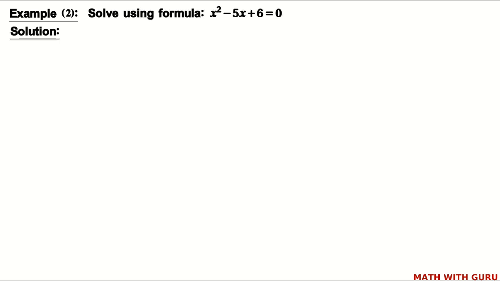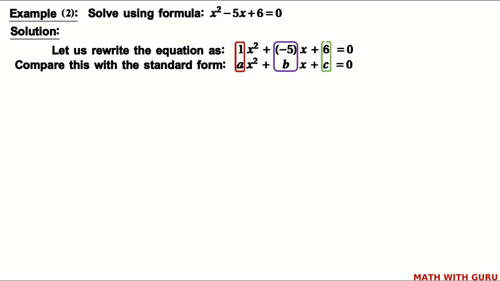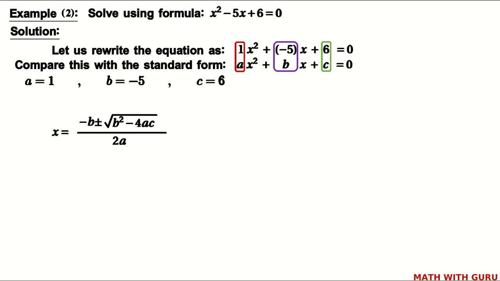Solve using formula x squared minus 5x plus 6 equals 0. Let us rewrite the equation as 1x squared plus of minus 5 into x plus 6 equals 0. Compare this with the standard form ax squared plus bx plus c equals 0. a is 1, b is minus 5, c is 6. Write down the formula. Minus b plus or minus root of b squared minus 4ac whole divided by 2a. Care must be taken while substituting the values.